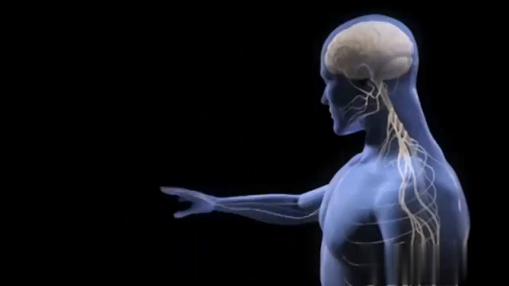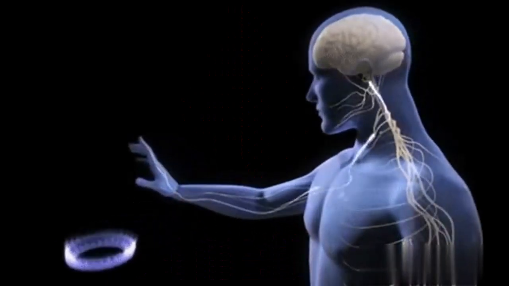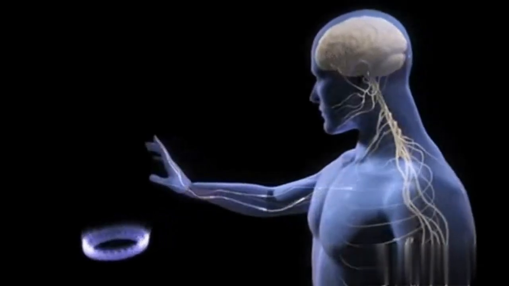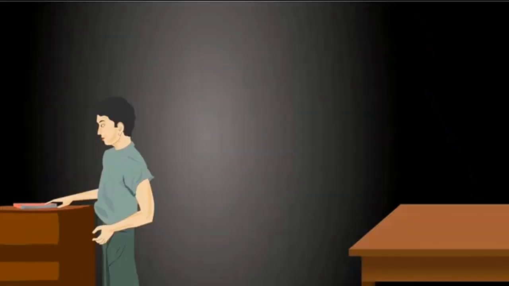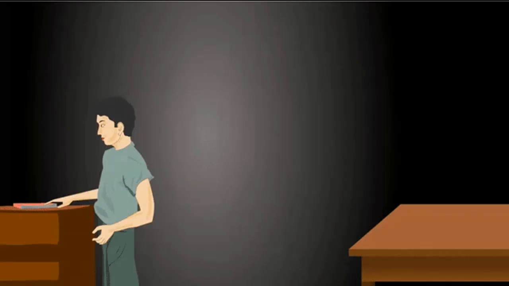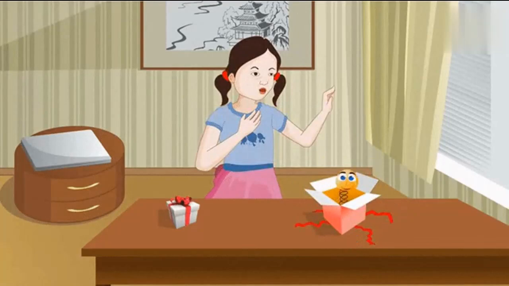Now, when you touch a hot object or when a pin pricks your finger, what is your immediate reaction? Of course, you remove your hand away from the source of pain. This reaction is instinctive, occurring without conscious thought. It's immediate, involuntary, and sudden. Scientifically, this is known as a reflex action, where the spinal cord plays a key role.